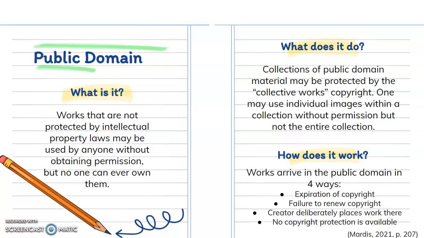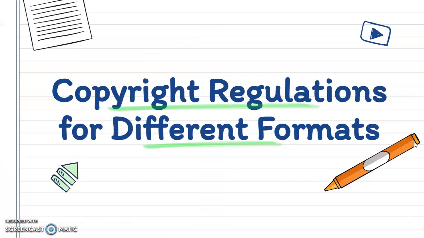And how does it work? The works arrive in the public domain in four ways. There might be an expiration of copyright, or a failure to renew copyright, or the creator deliberately places the work in the public domain, or no copyright protection is available. And then I thought it would be helpful if we talk about the copyright regulations for different formats. There's lots of different formats that you might use, and you might want to use parts of them.